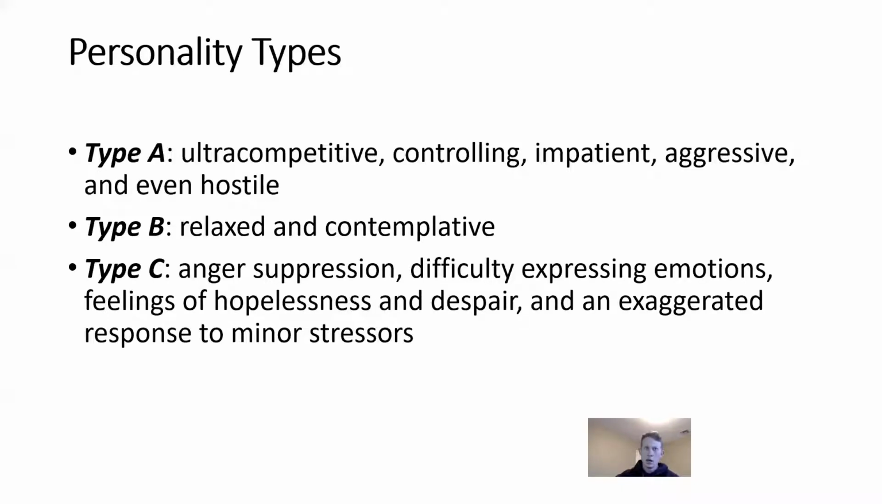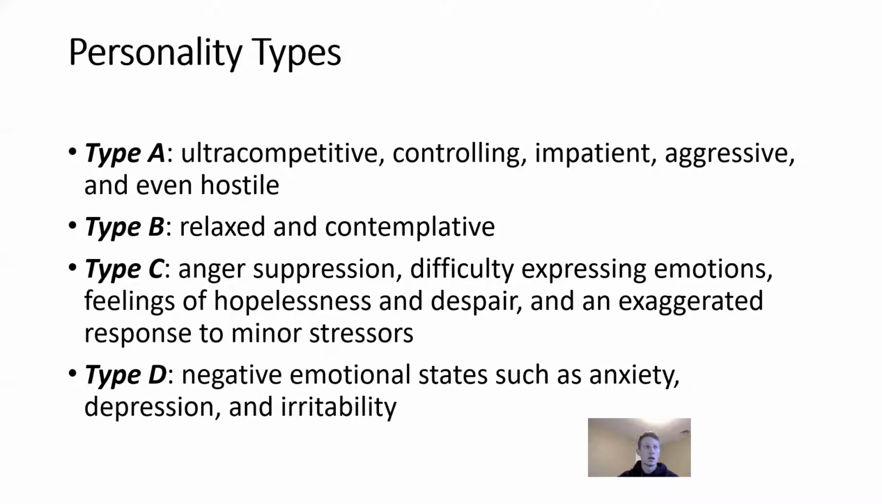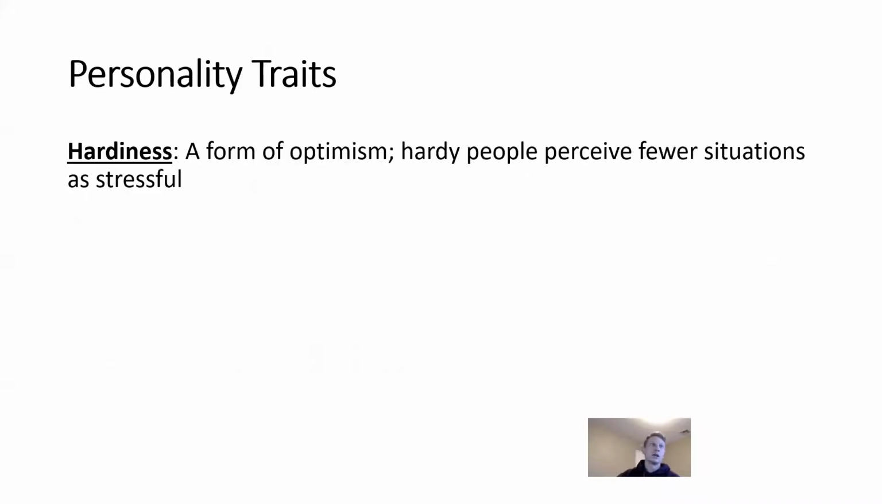Type C will often have more suppressed anger, and minor stressors will get a much greater response than what we would normally see from a very minor stressor. So they kind of react strongly to the stressor regardless of what it is. And then type D people have a little bit more negative anxiety and depression coming with stressors. So stressors put them into that down or depressed state.